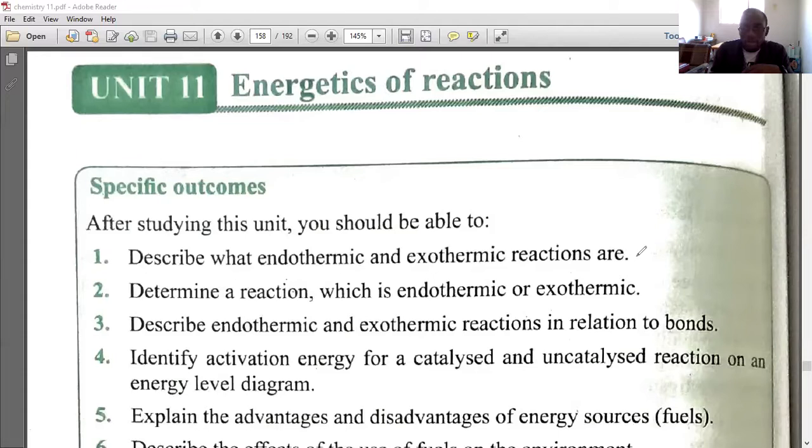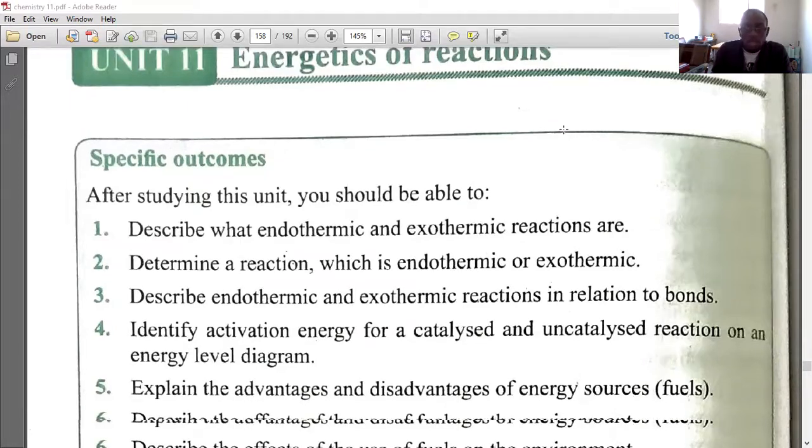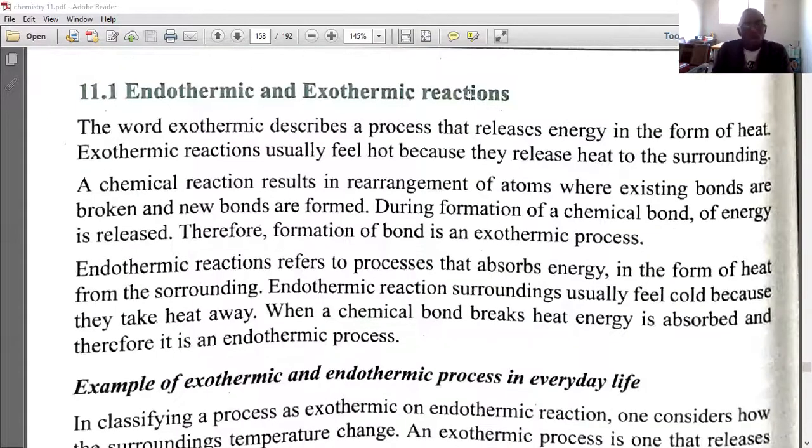So the learning objectives for today, we're basically going to focus on just two objectives. We're going to describe what endothermic and exothermic reactions are. Then we're going to determine which reaction is endothermic and which reaction is exothermic. So for today, we're just going to focus on those two objectives. So to start with, let me go down into those two details.